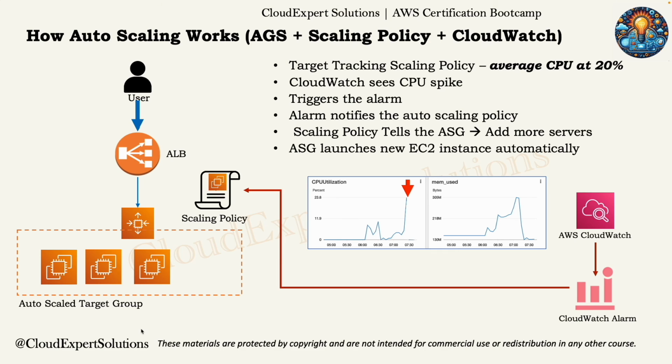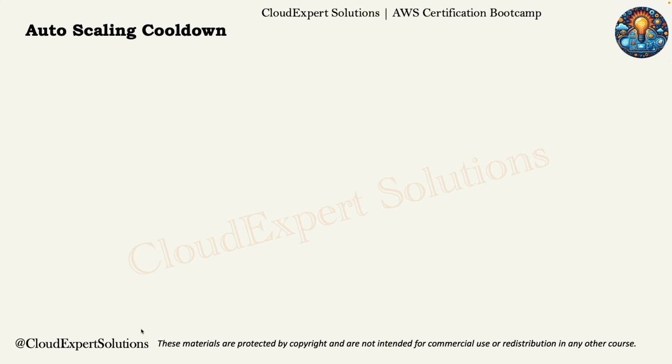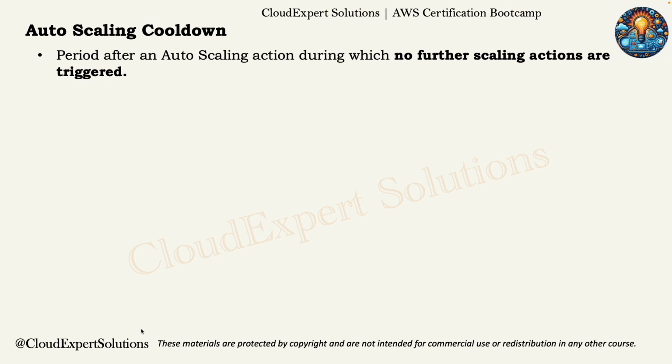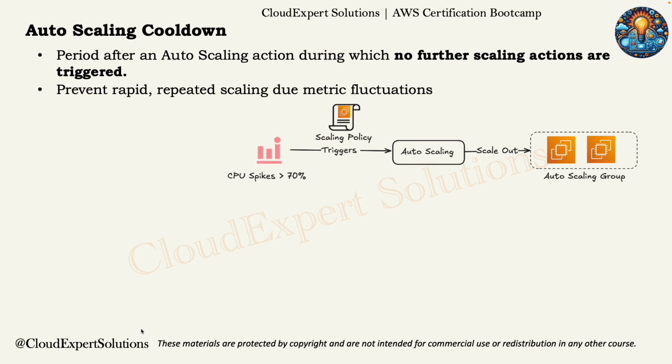Now before we conclude the video, let's review a very important concept, which is auto scaling cooldown. Auto scaling cooldown is a period of time after an auto scaling action, like adding or removing an instance, during which no further scaling action will be triggered. The purpose of the cooldown period is to prevent rapid or repetitive scaling that can happen if the metric fluctuates quickly. Let's understand with an example, and let's assume we have a target tracking policy where we are trying to maintain a CPU utilization of 70%.